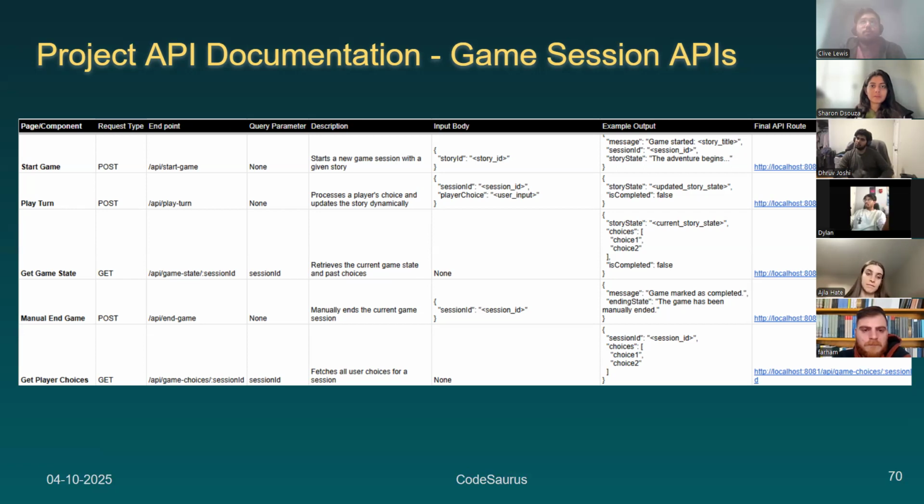Manual end game is to end the game in case the user wants to quit the game in between. All this does is send a post request to the backend, which deletes the session and marks the game as ended, and the front end, accordingly, on the reply, will delete the session ID.